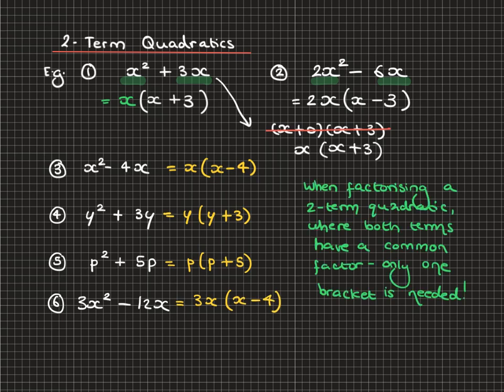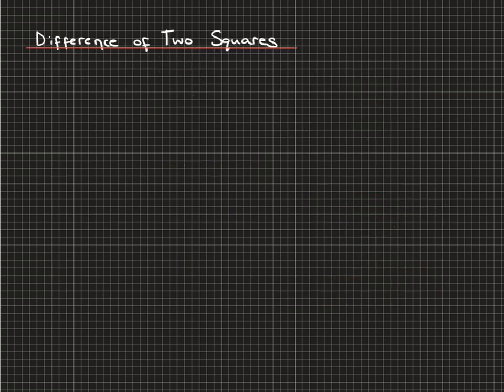So remember, when you are factorising a two-term quadratic, where both terms have a common factor, you only need one bracket in the factorisation. So we're now going to have a look at another type of two-term quadratic. Let's have a look at an example. So here it is, x squared take away 4. Now, it's definitely a quadratic because the highest power of x involved is x squared. It contains two terms, but unlike the examples we saw previously, these two terms have not got a common factor.